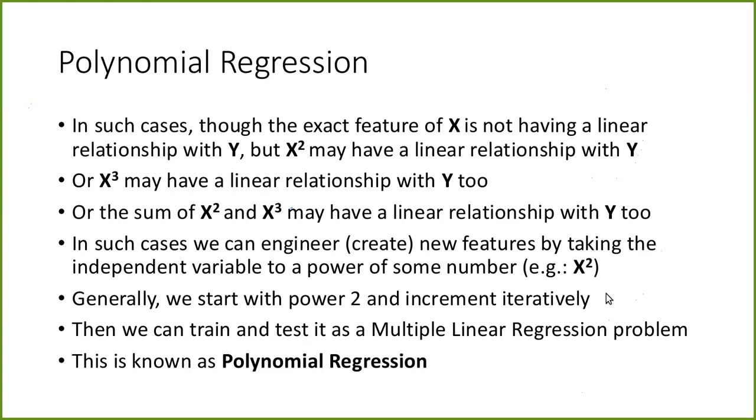That means we start with linear regression, and then we can increment the powers of the x variable, and increase one by one. Then we can go to 2 and 3 and so on. And we can train like we did in the multiple linear regression scenario. And this is known as polynomial regression.